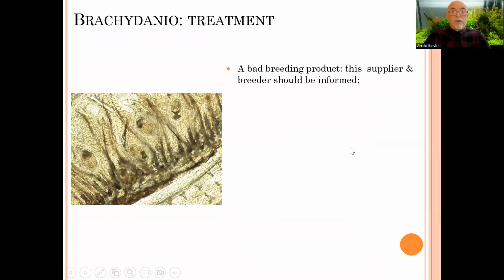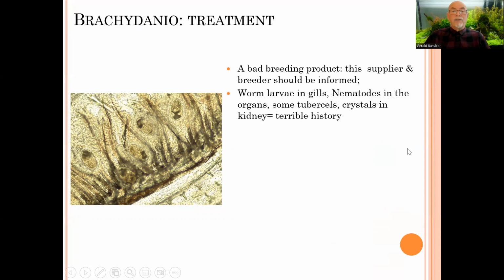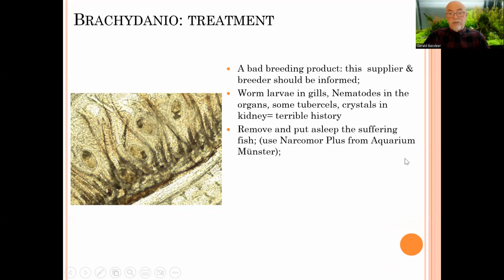So what can we suggest as a treatment? Well, that's not easy. The first thing you can do is tell the supplier, the shop or the breeder that this fish is in a terrible condition and that it should be taken care of, because the breeder can take action to avoid this kind of poor quality. The worm larvae in the gills cannot be treated. The nematodes can be treated. The tubercles are a big question. The crystals we don't know, so it's a terrible history.